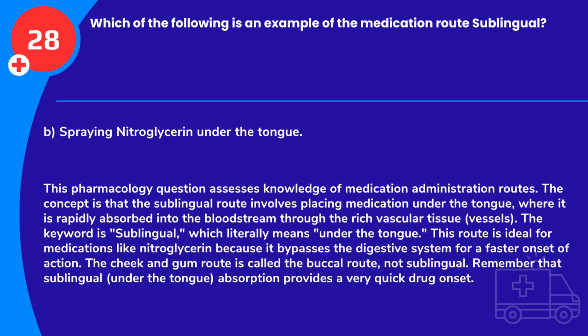Answer: B. Spraying nitroglycerin under the tongue. This pharmacology question assesses knowledge of medication administration routes. The concept is that the sublingual route involves placing medication under the tongue, where it is rapidly absorbed into the bloodstream through the rich vascular tissue vessels. The key word is sublingual, which literally means under the tongue. This route is ideal for medications like nitroglycerin because it bypasses the digestive system for a faster onset of action. The cheek and gum route is called the buccal route, not sublingual. Remember that sublingual, under the tongue, absorption provides a very quick drug onset.